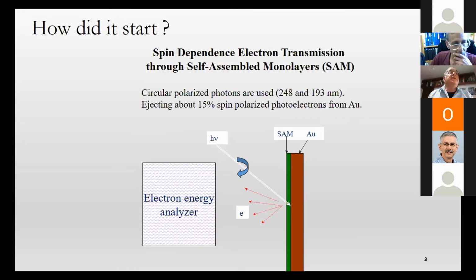So the idea was very simple. We flip the polarization of the light, and we look for the transmission of the electrons through the self-assembled monolayer into the vacuum, where we are able to measure their energy.